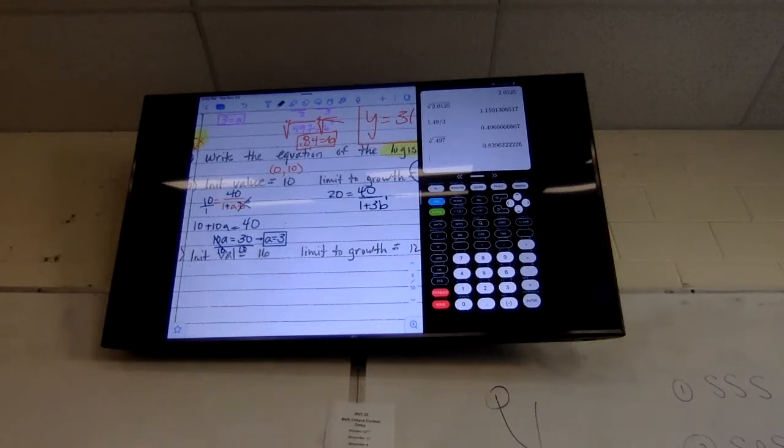B to the first is the same thing as just B, so you don't need a 1 power with that B, but I do want to cross multiply again, so I'm going to do 20 times 1 is 20, plus 3 times 20 is 60B, and then equals 40.